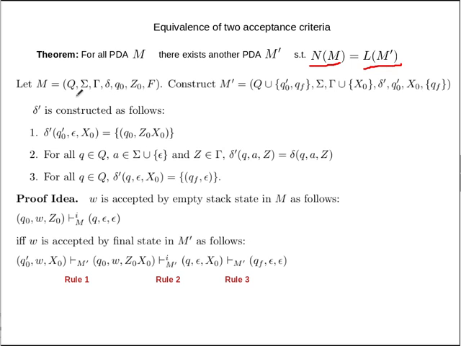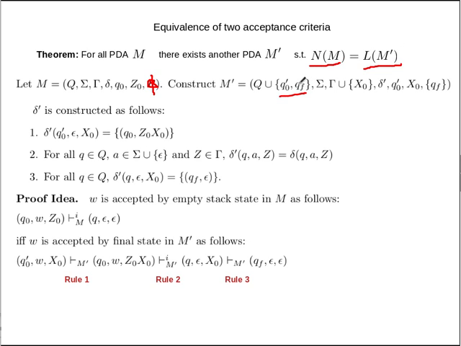So here again we introduce two new states. Since this is a PDA which accepts by empty stack and the language we are considering is N of M, this F should be phi. And here this F is just one, it consists of just this one state QF. So this will be our only final state in M prime.